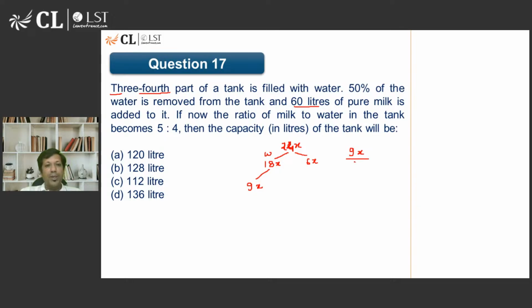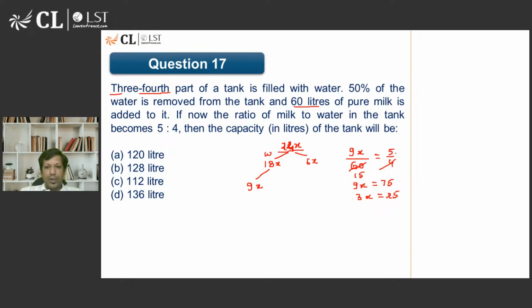Now the ratio of milk to water is equal to 5:4. Okay, so this comes out to be what? 5, 15. So 9x comes out to be 75. Okay. So I can say 3x comes out to be 25. What is the capacity of the tank? That is 24x.